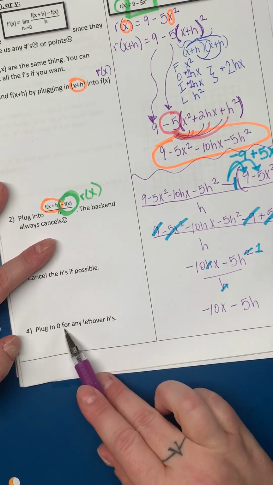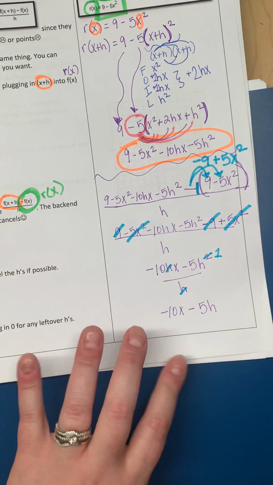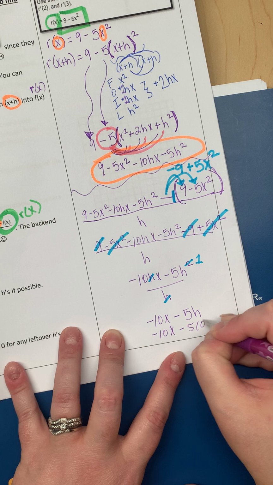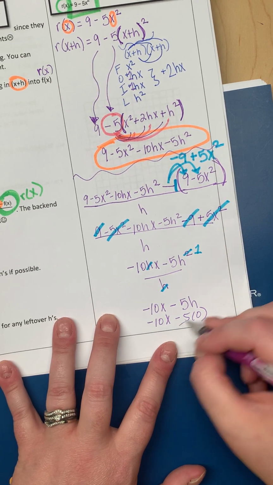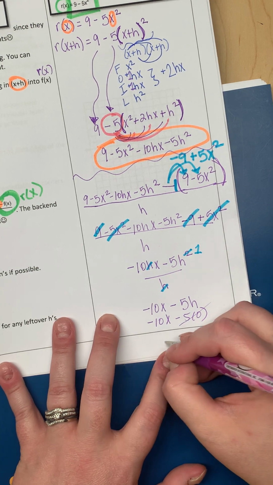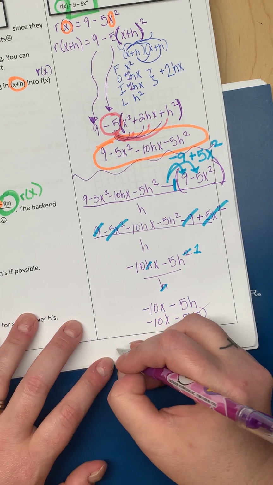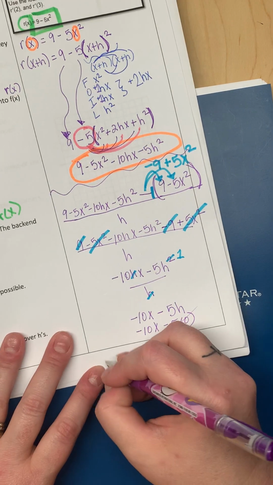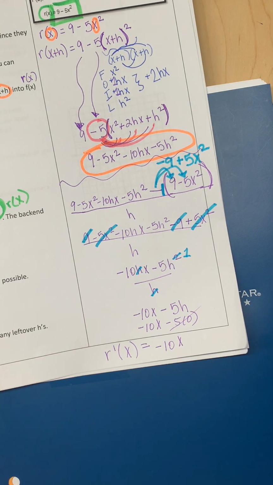Okay, the last step says plug in 0 for any h's that you have left over. So I'm going to say -10x minus 5 times 0. And that 5 times 0 goes away because it's just 0. So we just get -10x. So the question was, find r prime x. Well, we did. It took me 45 minutes, but we did it. Okay, so r prime x is -10x.